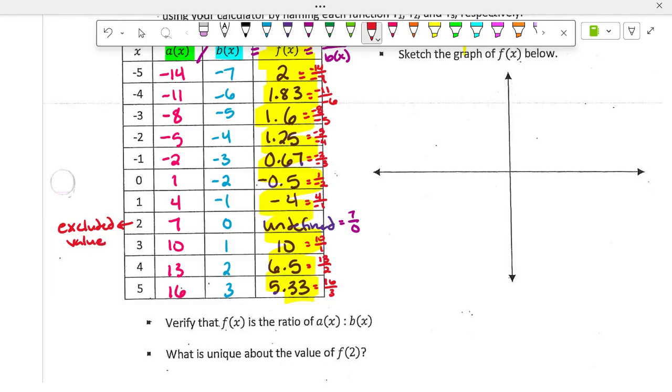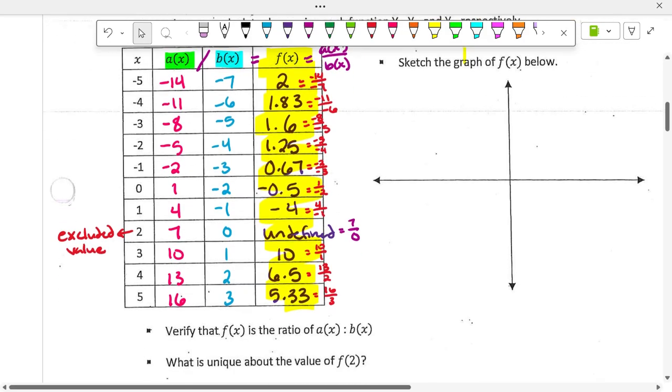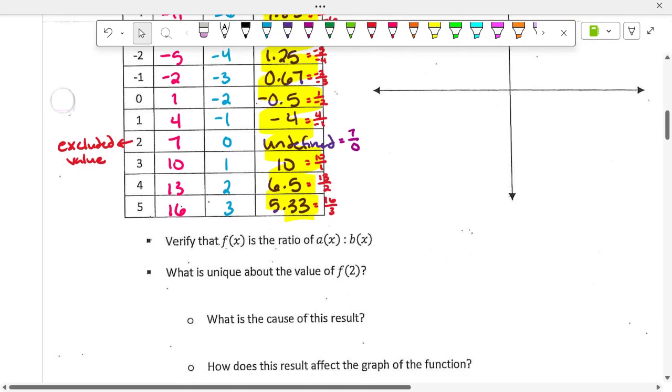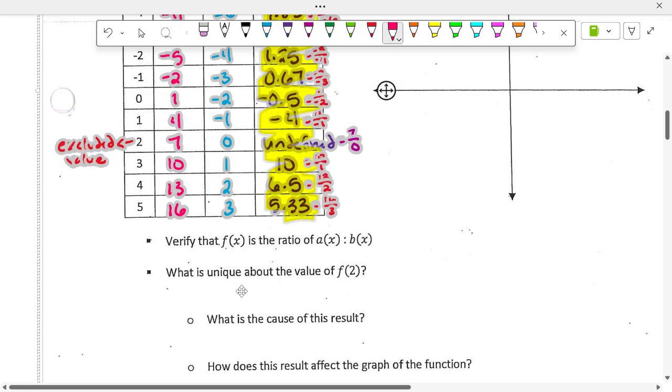So let's say we solved an equation and we got x equals 2. What would that be called for this? Let's say we set up an equation with this particular function. It would be extraneous. Now, that is what's unique about f of 2. It's undefined.